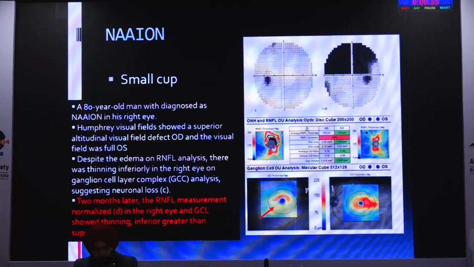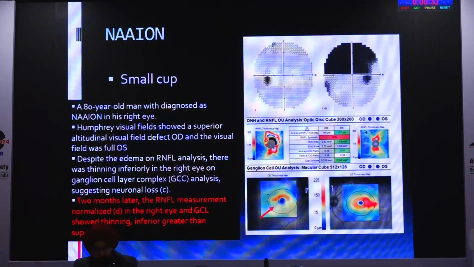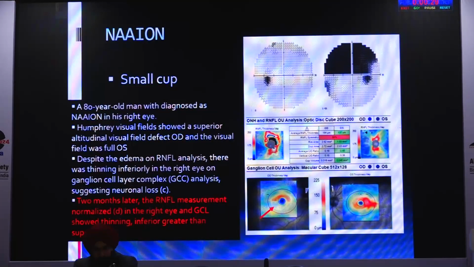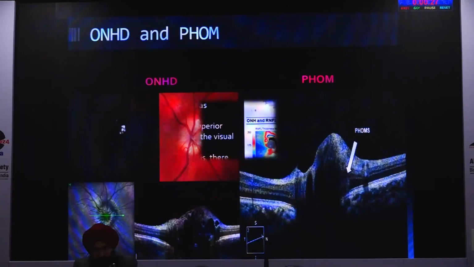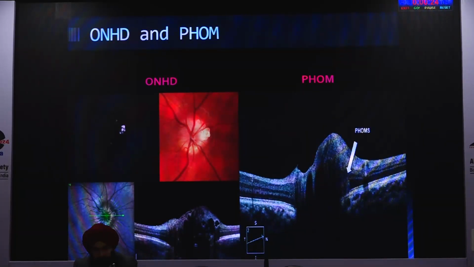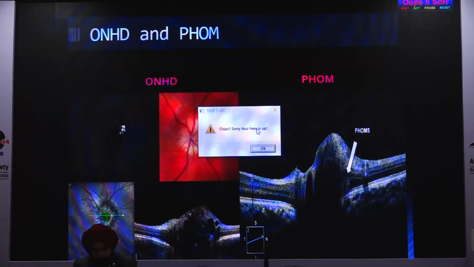Two months later in the patient, RNFL measurement normalized in the right eye and GCL showed thinning, inferior greater than the superior. And now you see the optic nerve, the raster scan that is being done in the optic nerve head drusen. You can see this drusen has hyperreflective changes and they are above the lamina cribrosa. There may be hyporeflective changes. And what is important in the pseudopapilledema, there is something called peripapillary hyperreflective ovoid mass, which is nothing but the ischemic changes in the nerve endings.